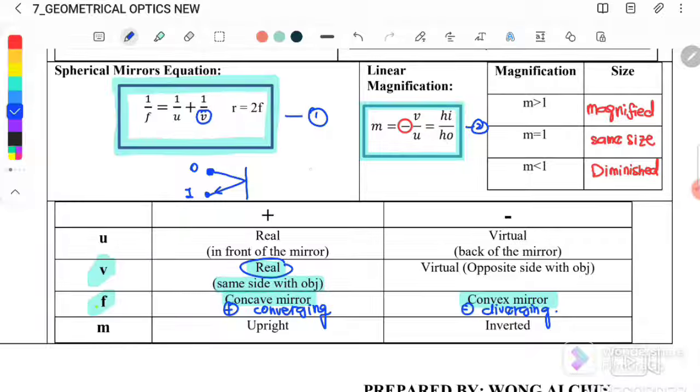However, if the image forms on the opposite side from the object, behind the mirror, then this is a virtual image.